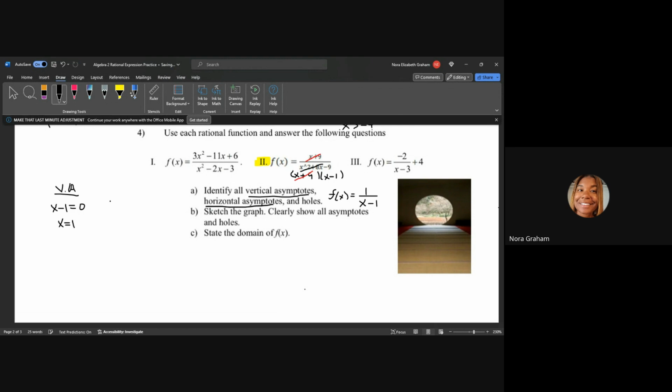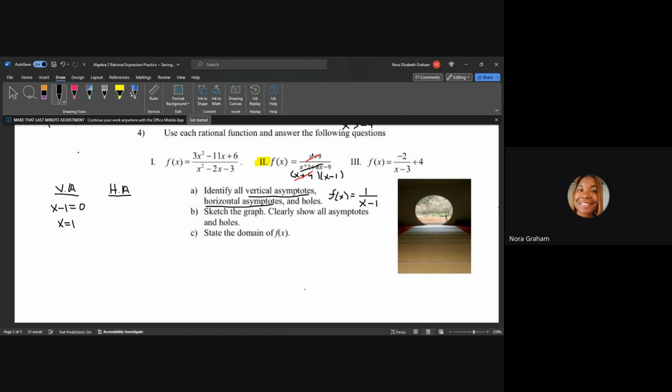To find our horizontal asymptote, there's like 3 rules for this one, right? When we look at our horizontal asymptote, we're actually looking at the exponents of our main coefficients. For example, the exponent for my main coefficient on my numerator is 1. The exponent for my main coefficient on the denominator is 2. Okay, so basically this is how it goes.